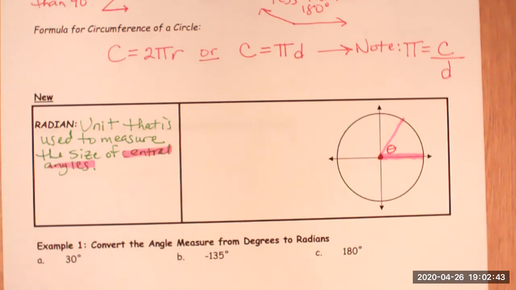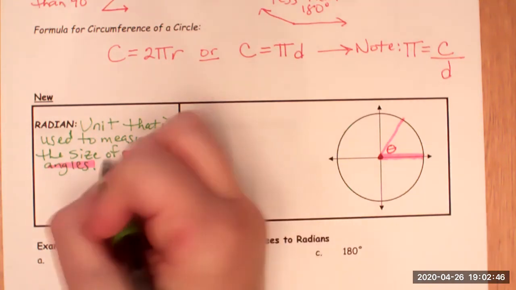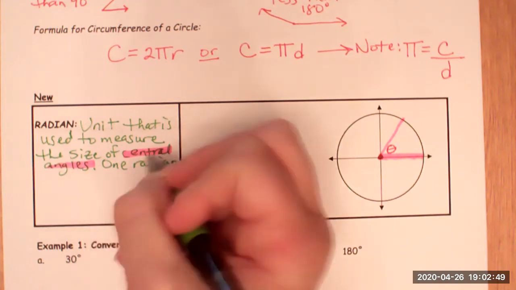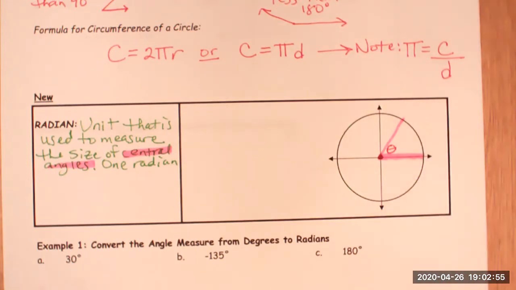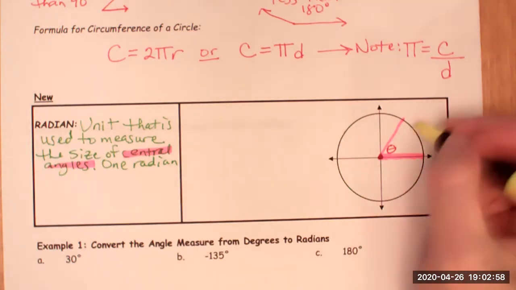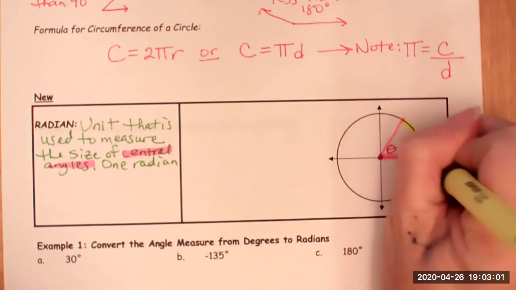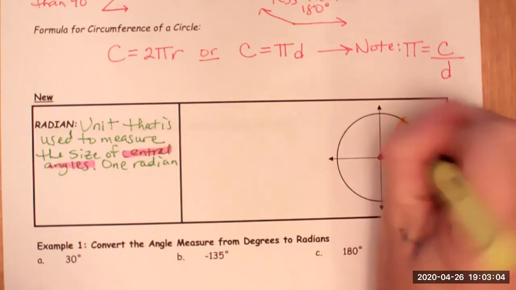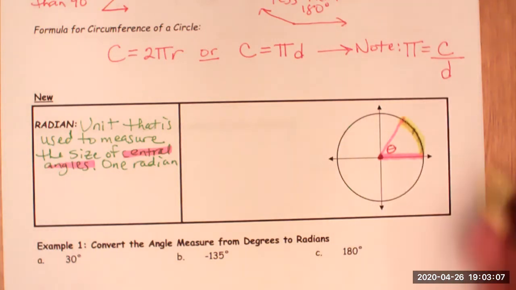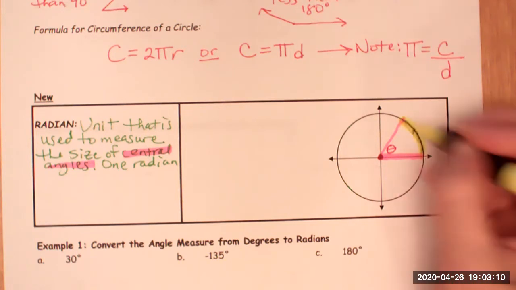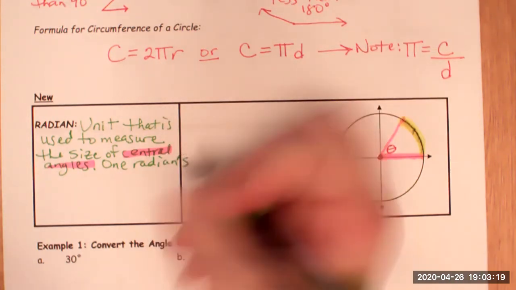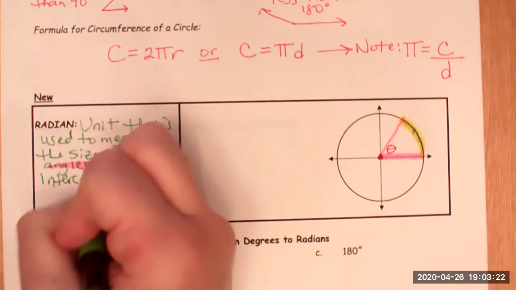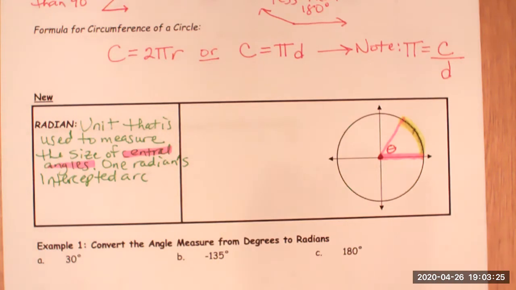Now, 1 radian has an intercepted arc. So let's look over here. When we look at this angle, there's an arc. You remember this from geometry. There's an arc that angle intercepts, in other words, it intersects on the circle. 1 radian's intercepted arc has a certain length.